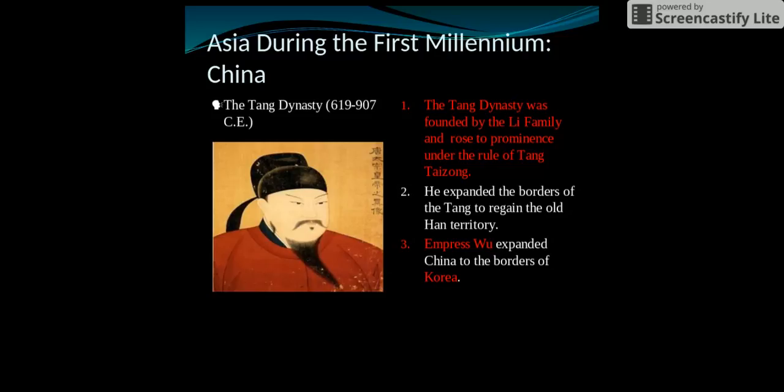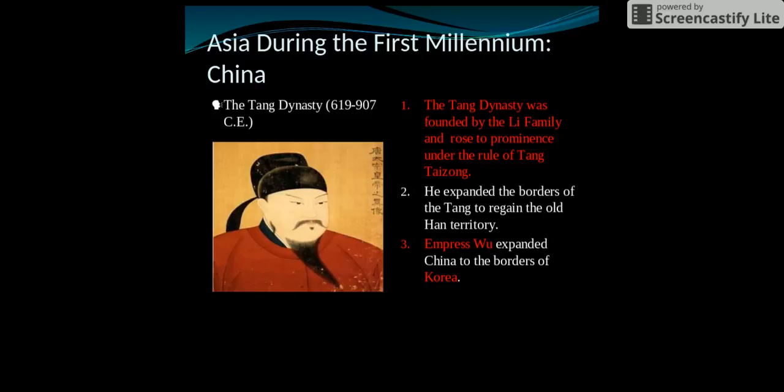The Tang are going to expand their borders to really match old Han territory. They're going to be successful in that expansion. They're going to be successful in reunifying much of Chinese territory, and then reconnecting China to significant trade routes, and making the Silk Roads once again very efficient.